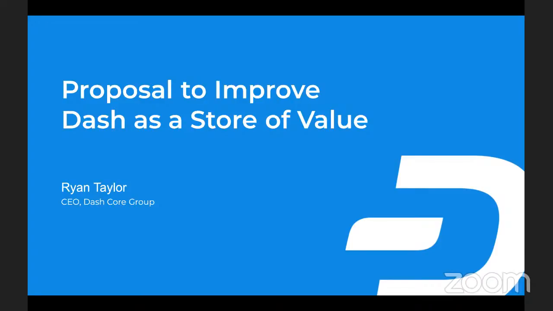In this presentation, what we're aiming to do is share some of the findings that we've had since December, some of the research and modeling that we've done on Dash's economics, and we're putting forward a proposal that gets specific on changes that we could make to the network in order to improve Dash's store of value properties. And so with that background, we can jump right into it. If we start with the summary slide on the next page.